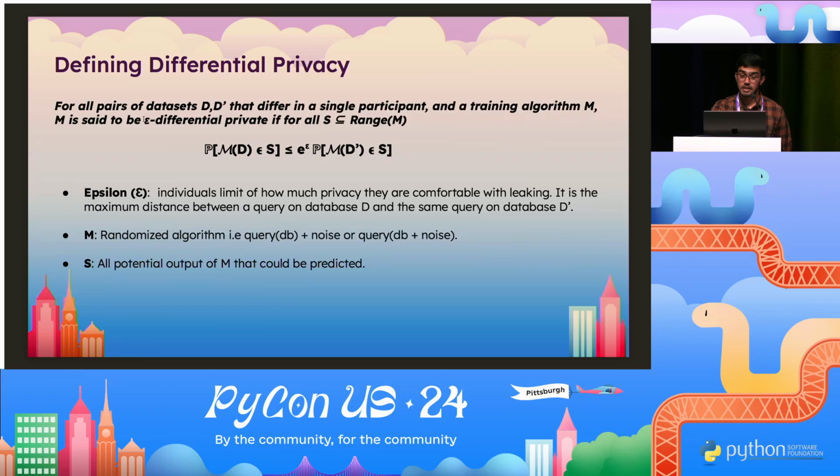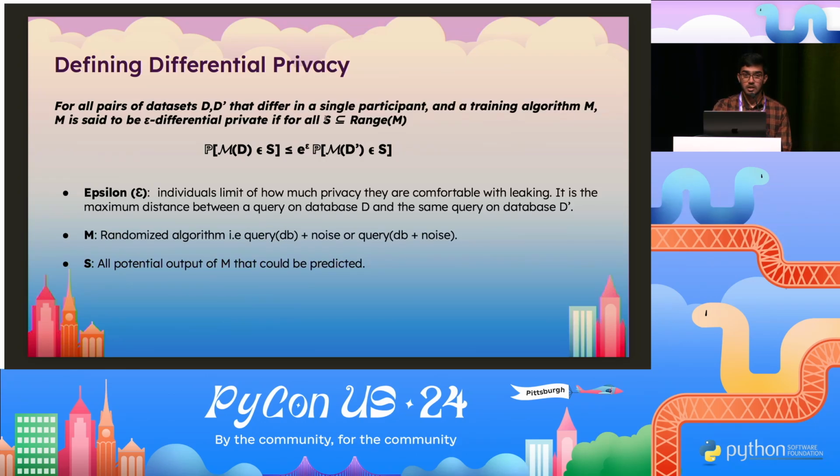But M is called epsilon differentially private if for all S in the range of M. So you can consider S as an event that could happen on running the algorithm M over a data set. So the mathematical expression is the probability of an event S happening after running an algorithm M on a data set is almost equal to running the same algorithm on the dataset D prime and the same event happening.